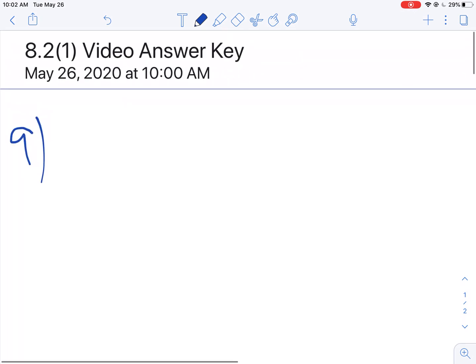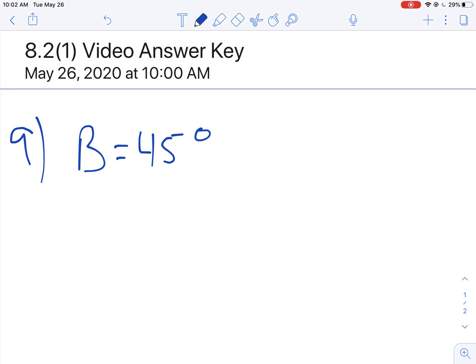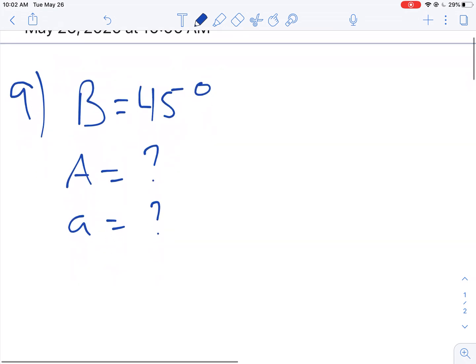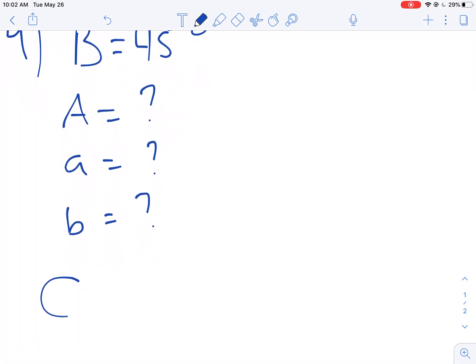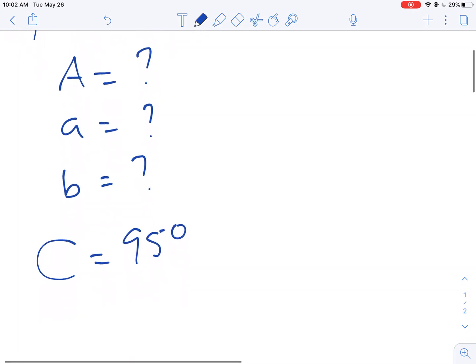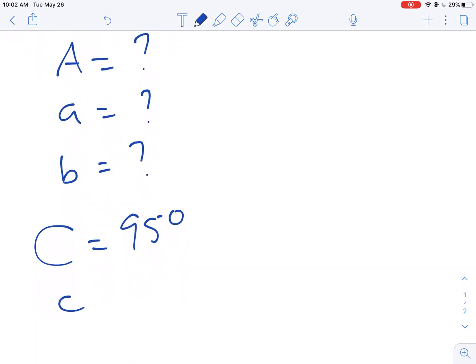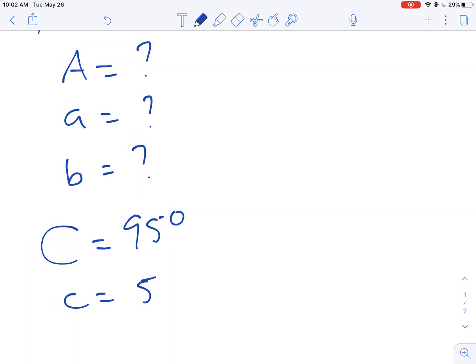I'm still going through. I realize here that I've got an angle B of 45 degrees, and I can tell that because it's opposite my side B. I don't know my angle A, that's a question mark. I don't know my side length A, that's a question mark. I don't know my side length B, that's a question mark. So through process of elimination here, I can see that my angle C is 95 degrees, and I can see that my side length C is 5.